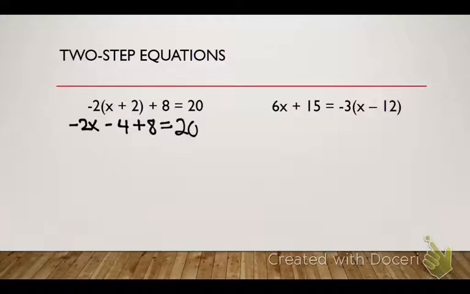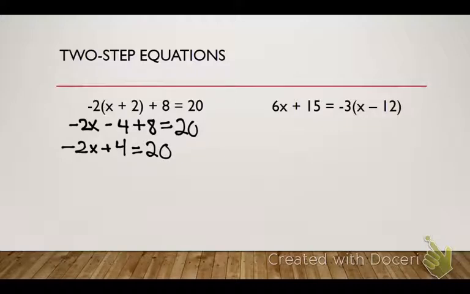Before I start moving anything, I need to look. Can I simplify anything on this side of the equation first before I move anything? Paris, can I simplify anything over here? What can I simplify? So what's -4 plus 8? 4. So now I can do -2x plus 4 equals 20. How many people got that? Did y'all see to combine those?